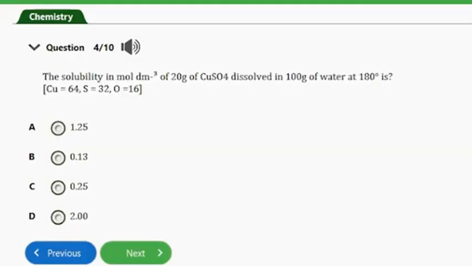So let's consider the next question. Question number 4 says, the solubility in moles per dm cubed of 20 grams of CuSO4 dissolved in 100 grams of water at 180 degrees is. So guys, we're also given the atomic masses of the elements here. So we are going to solve for this.